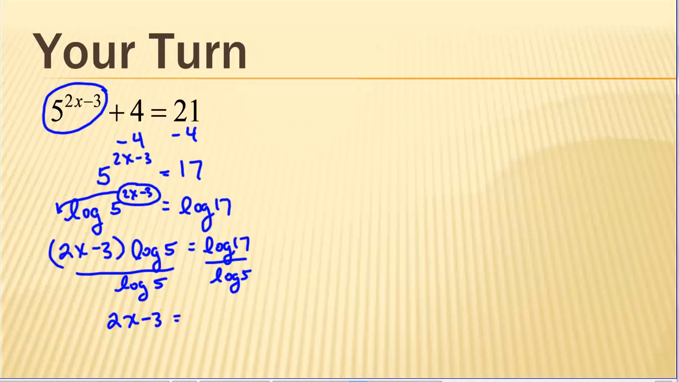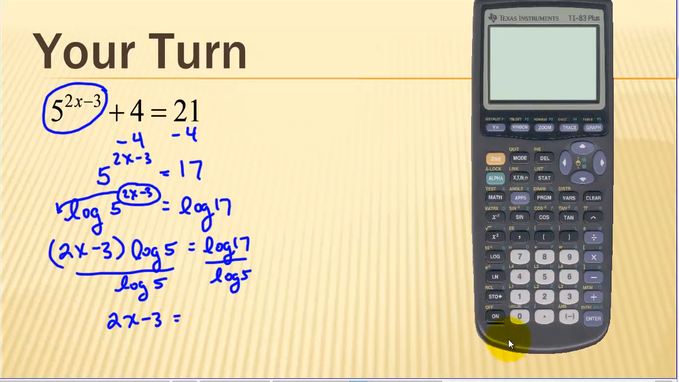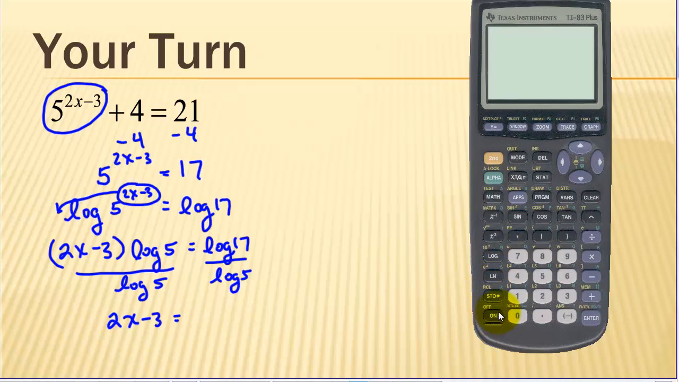And for most of you, you probably would want to go ahead and calculate that, and let's turn that into a decimal number here. So we've got here the log of 17 divided by the log of 5. So we have approximately 1.760.